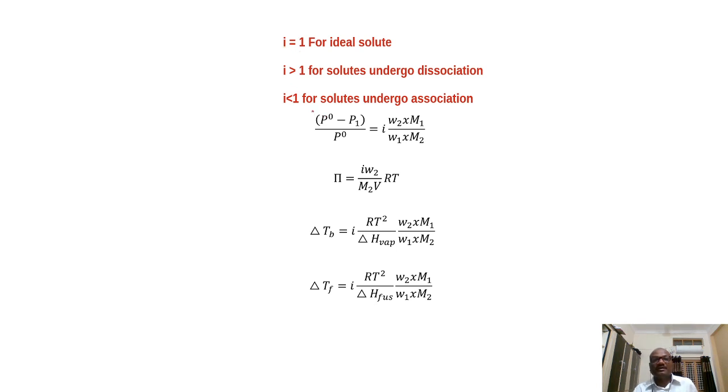The formulas which we have in case of colligative properties, in those formulas we introduce this term. You see, the relative lowering of vapour pressure is equal to W2 into M1 by W1 into M2, into i. You have to multiply with i. Similarly, pi is equal to i into W2 by M2 V into RT. Similarly, elevation of boiling point delta Tb is equal to i, the van 't Hoff factor, into RT square W2 M1 divided by delta H vaporization W1 into M2. Depression of freezing point is i into RT square into W2 M1 divided by delta H fusion into W1 into M2.